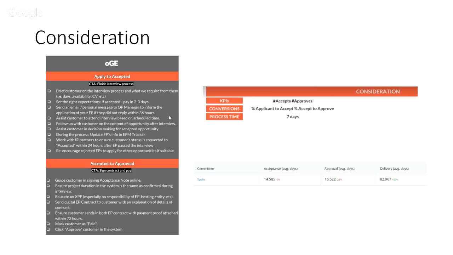So, girls, you really need to encourage your EPs to apply to more opportunities. And when the EP is accepted, we need to convert it into approval. As soon as the EP is accepted, you really need to make them fill the LDA survey and also accept the opportunity.